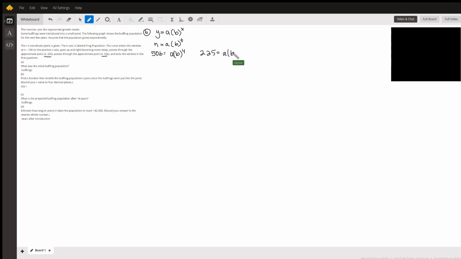Equals ab squared. So I have two equations, two unknowns. I'm going to solve this by substitution. You can solve either equation for either variable. I am going to solve this equation for a. A equals 225 over b squared. I'm going to plug this into my second equation.